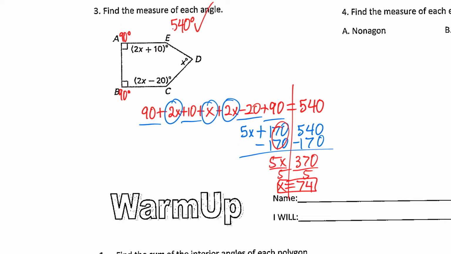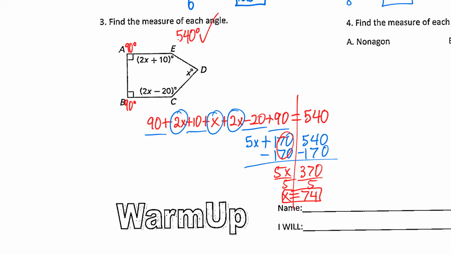How big is angle D? 74, because angle D is just x, and x is 74, so angle D is 74 degrees. For angle C, I'm going to plug in 74, so I'm going to do 2 times 74 minus 20. That's 128 degrees. And then for angle E, I'm going to plug in 74, so 2 times 74 plus 10 is what? 158 degrees.